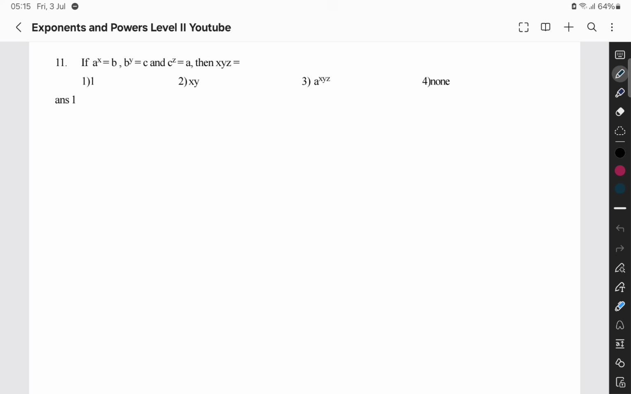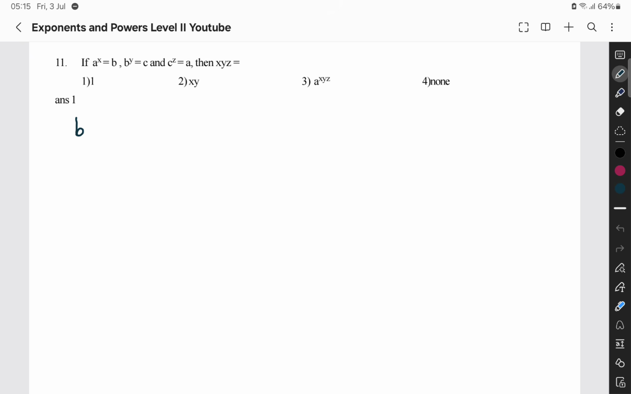Today we'll discuss some more problems in exponents and powers. Let us see the first question for today. It is given a power x is b, b power y is c, c power z is a. Then what is xyz?